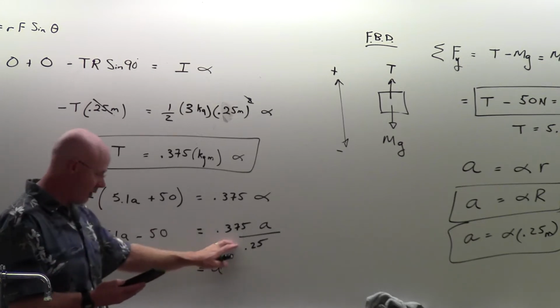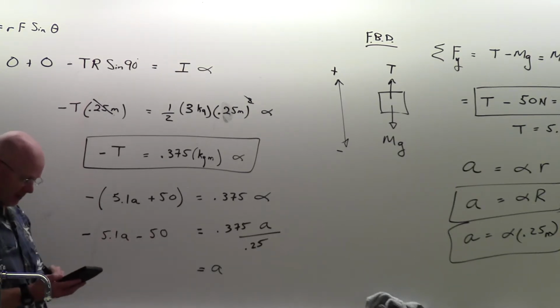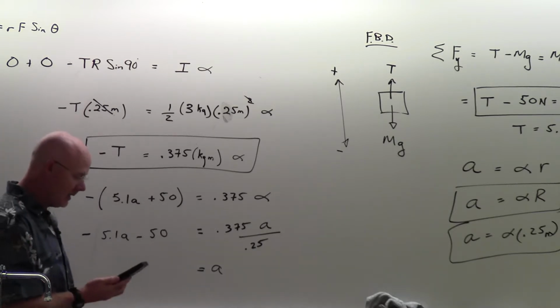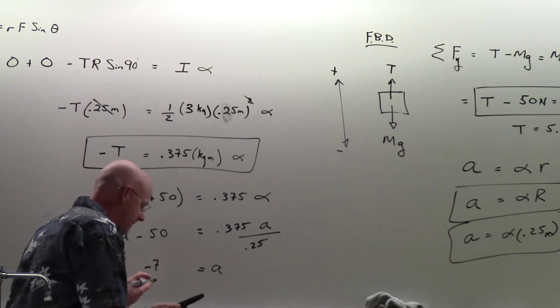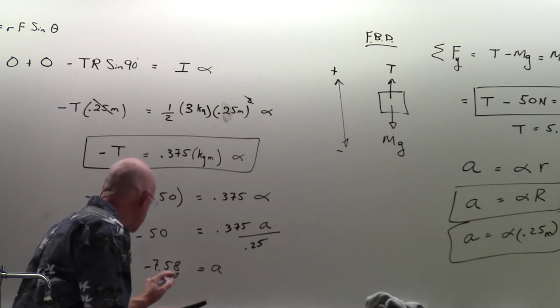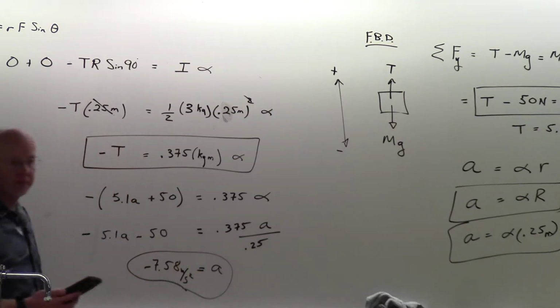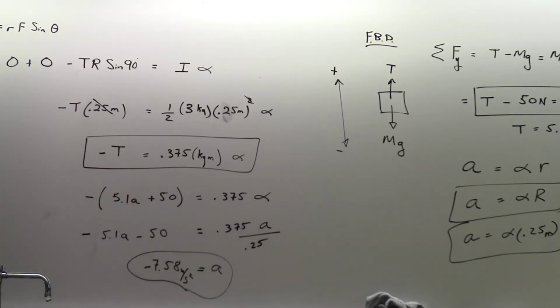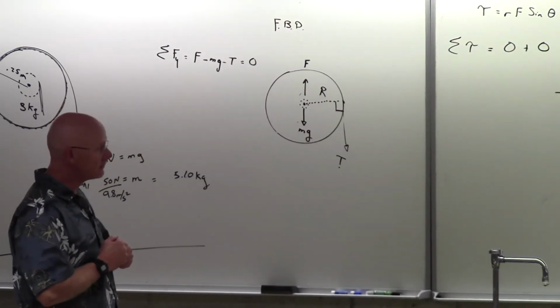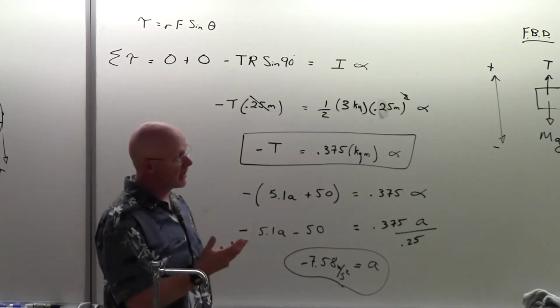I'll bring this over, so I will add to it 5.1A, 6.6, and so that will leave me with my negative 50 divided by that last answer, and I get an acceleration of negative 7.5. It looks like it rounds up to an 8 meters per second squared. And so there is one answer. What's the acceleration of this object? And of course, once I have the acceleration, now I can get the rest of these.